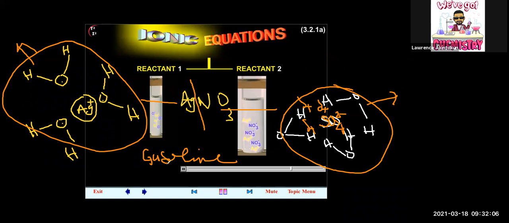Water is polar, and gasoline is non-polar. So they will not dissolve in each other because the rule is polar dissolves in polar and non-polar dissolves in non-polar. All right?